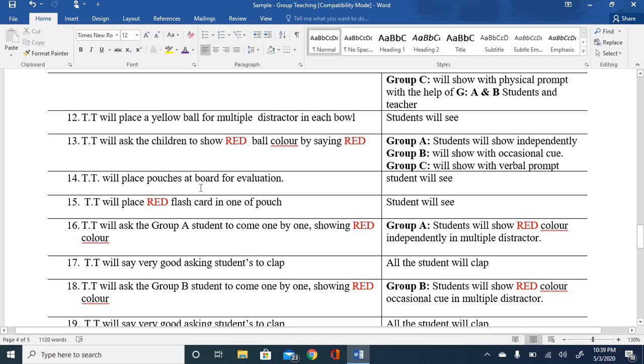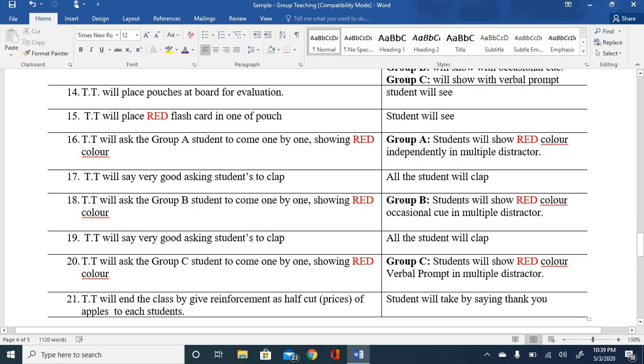While placing the pouches, students will observe you, then the teacher will place a red flash card in one pouch and students will see again. Then the teacher will ask a group A student. The group A student will come and show the red color independently. Then the teacher trainee will say very good and ask the students to clap. So all students will be clapping. When one student shows the red color, the other students will clap. That is the reinforcement you give while teaching.